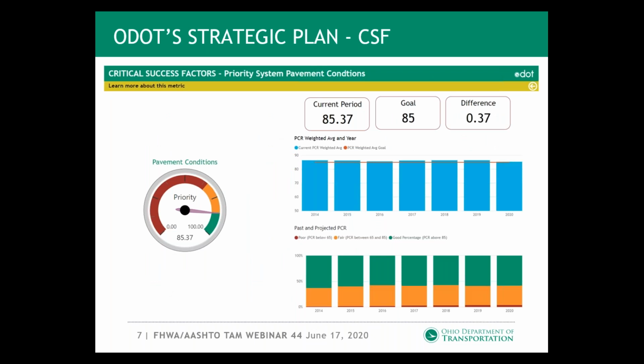If you drill down, in this case, into the pavements area, this is our priority system pavements, and this is an up-to-date look at our dashboard for them. The goal we've set for this area is an 85 PCR weighted average across the entire state and across all of our roadways in each of the districts. I pulled this off of our webpage just this week, and we're just above that goal, in line with those success factors.